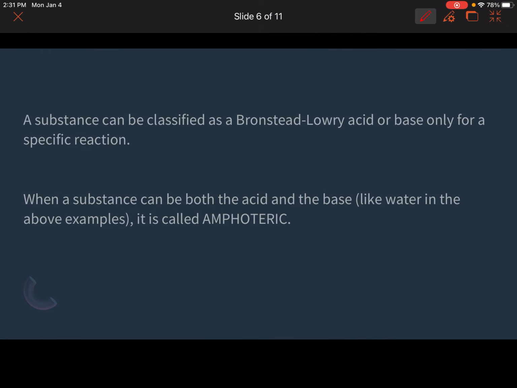Well, the reason is a substance can be classified as a Bronsted-Lowry acid or base only for a specific reaction. So we don't use this definition outside of a particular reaction that's happening. And so water, like you just saw in the two examples here, can be both an acid and a base, depending on the reaction. And so in that case, we call it amphoteric. So that word amphoteric would mean that something can act as an acid as well as a base.